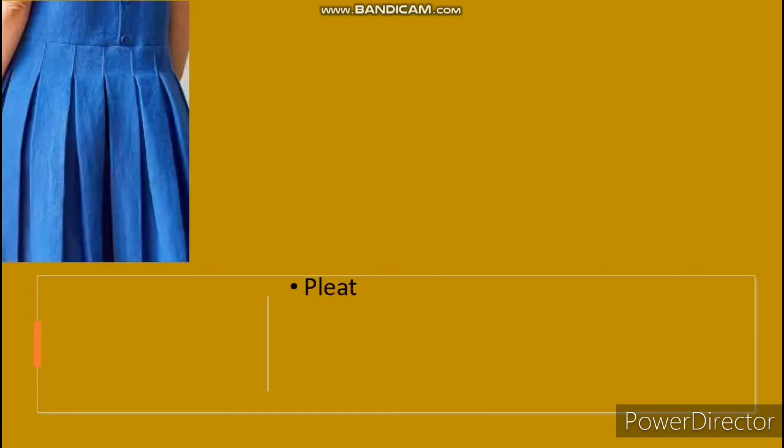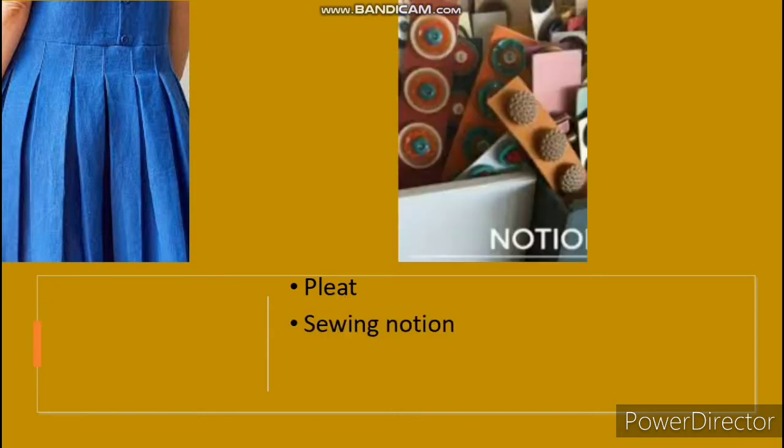Now, more on our sewing words and phrases. Pleats. A pleat is a fold that is created by doubling the fabric. You can see it there. It is a fold that is created by doubling the fabric over itself and then stitching it together. You can see the fold there. It is when you fold a fabric by doubling it and stitching it together.